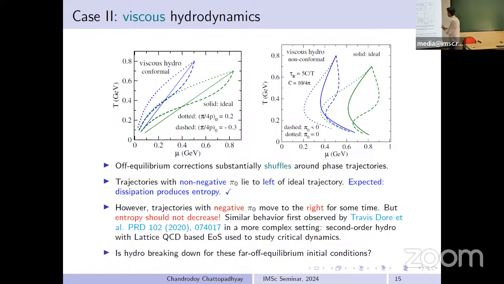I want to focus on these trajectories, the dashed lines, which seem to move towards the right, and which seems inconsistent with our expectations from the second law, that entropy should increase in dissipative dynamics. It was first observed in a much more complicated scenario with a lattice QCD based equation of state, and it remained a mystery for some time what was going on. Is hydro giving us some wrong result for this sort of out-of-equilibrium corrections or not?